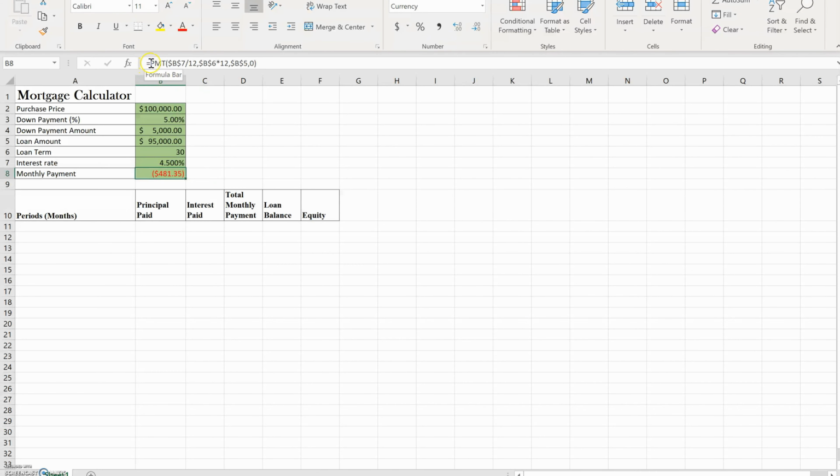You see how it's red? It's because it's showing a negative number. One way to fix that is to go up here to the top, click right there, put a negative sign, boom, 481.35. That's your payment.